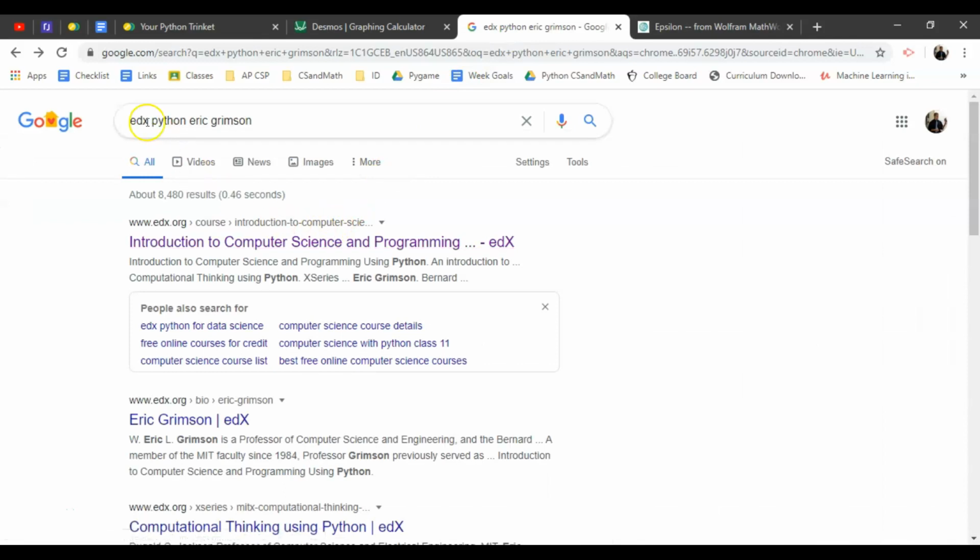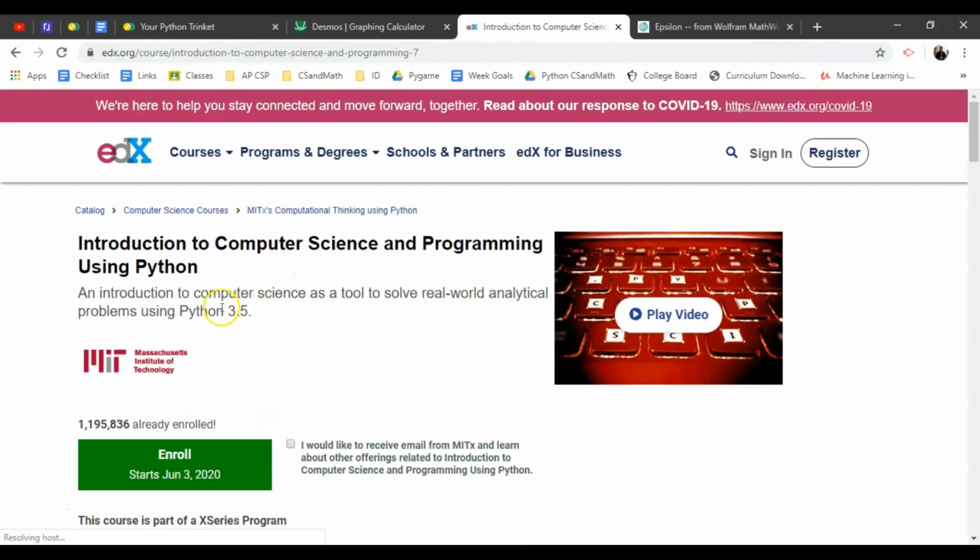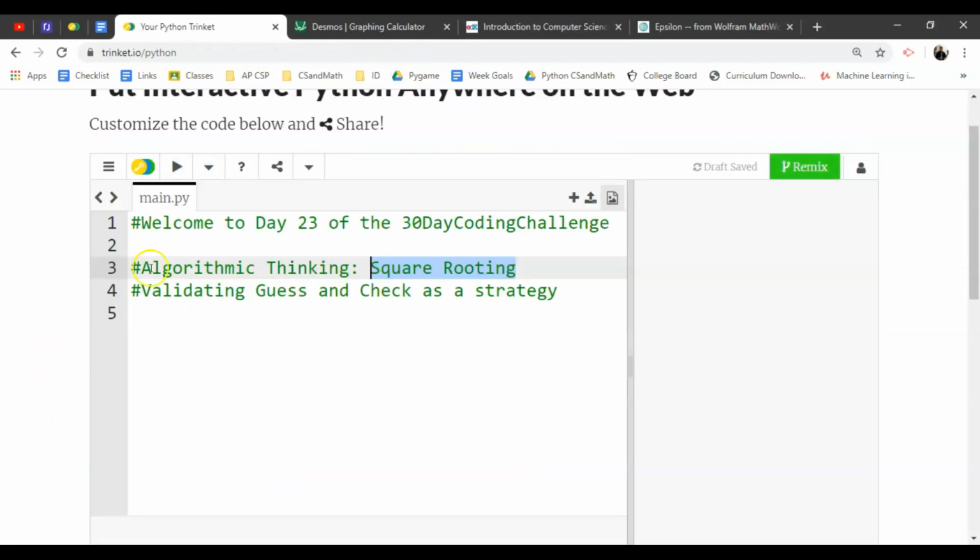It was an edX course from MIT, from Professor Eric Grimson. And this is the course if you wanted to find it and maybe even take it. And this is his strategy. That's where I got it. I can't claim that I'm going to do it perfectly the way he did it because I didn't write it down, but I'm going to try to mimic what he said. So let's get set up in Trinket and get started.